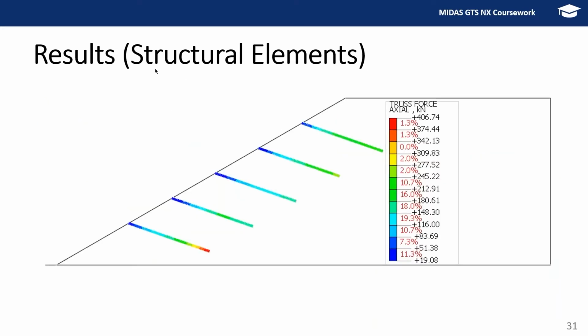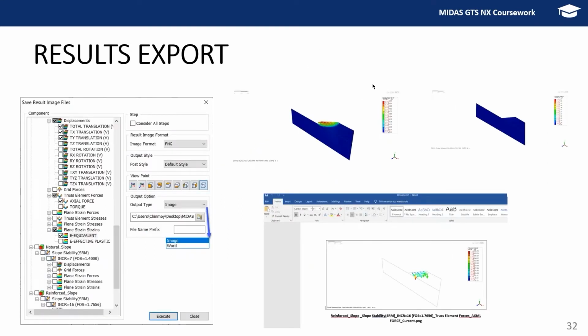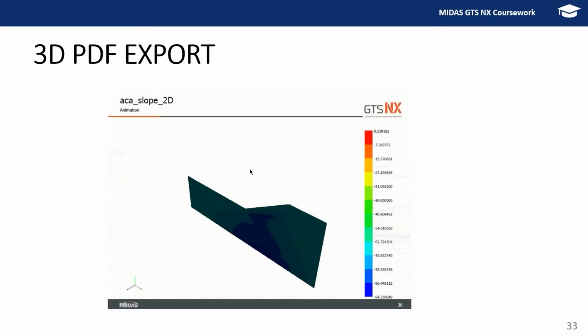And next comes the results on the structural elements. The truss has an axial load ranging from 19 kilonewtons to 407 kilonewtons. Since they are positive, they're all tensile forces. And for the results, we can export them directly into Word format or image file based on how you need. You can also export the entire model result into a 3D PDF format, but depending on your computer's hardware capability and the core performance, it might take some time to generate a 3D report, because it's an animated report as seen like this.